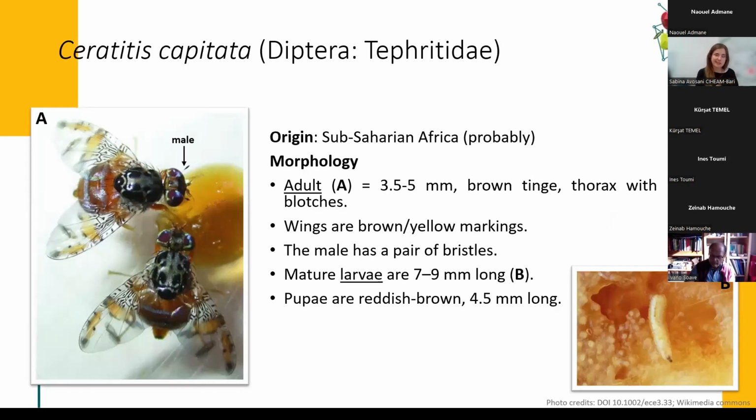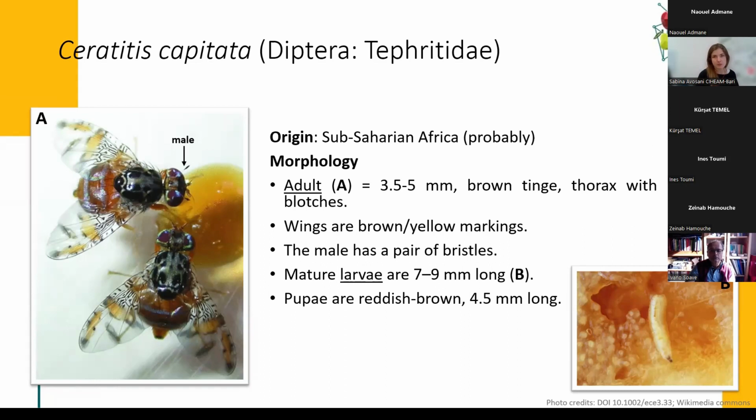But let's talk about the medfly, the Mediterranean fruit fly, Ceratitis capitata, which is thought to have a sub-Saharan Africa origin. As you can see here, the sexual dimorphism is not so relevant. And both adults have a brown abdomen, a black thorax, and distinctive markings on their wings. The male can be recognized due to a pair of bristles really close to the eye.